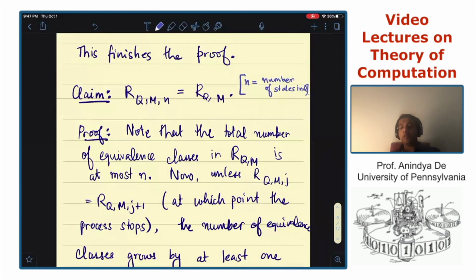Okay, how do we prove this claim? Well, the reason this claim is true is that note that R_{Q,M,J} is a refinement of R_{Q,M,J-1}. So the number of equivalence classes as we go up the hierarchy can either stay the same or increase.